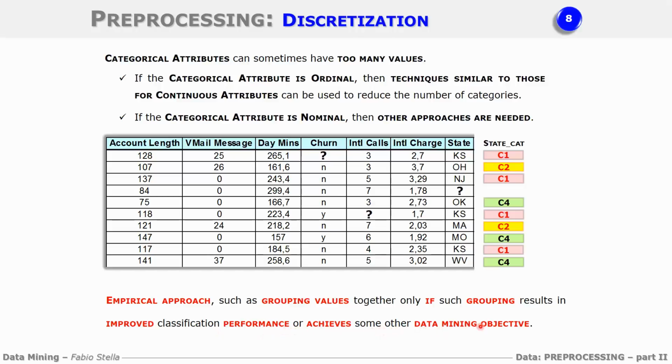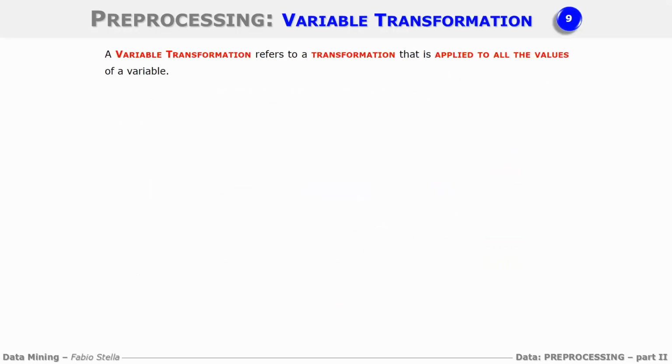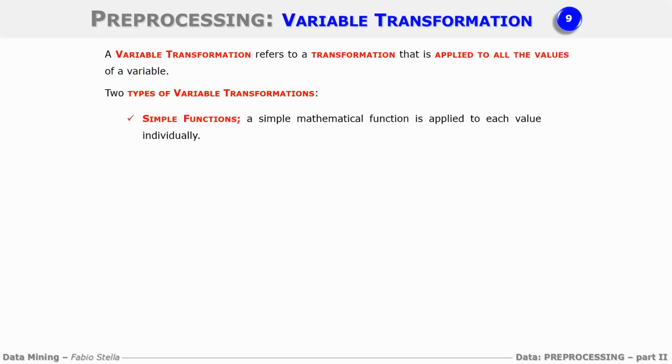We conclude this lecture by introducing variable transformation. A variable transformation refers to a transformation that is applied to all the values of a variable. Two types of variable transformations are available. The first is the simple functions transformation. In this case, a simple mathematical function is applied to each value individually. Some examples are logarithm, square root, trigonometric functions, and so on.